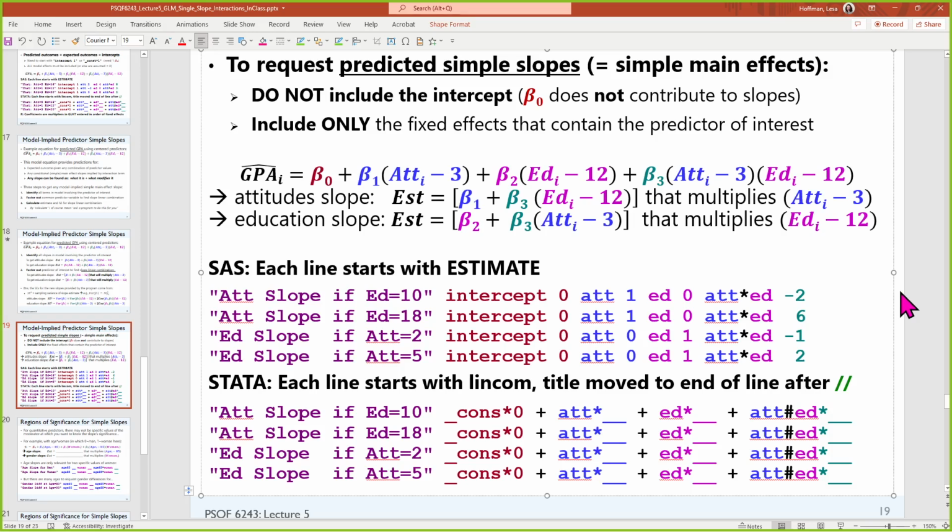So the first two lines, because I'm talking about the attitude slope, -2 and 6 refer to values of education. Flipping it the opposite direction then for the second two lines, because I'm talking about the ed slope, the values that go here are for the moderator of attitudes instead.